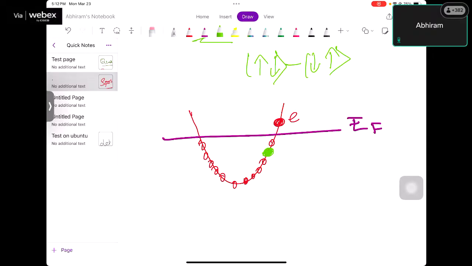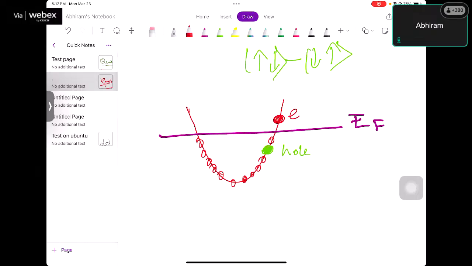I hope you can see this small green patch. So this is a hole. Now, in a system, let's say there is an electron and a hole. Now you bring these two things together. What will happen to the electron? This electron can go into this empty state here. Only one electron can be filled here.